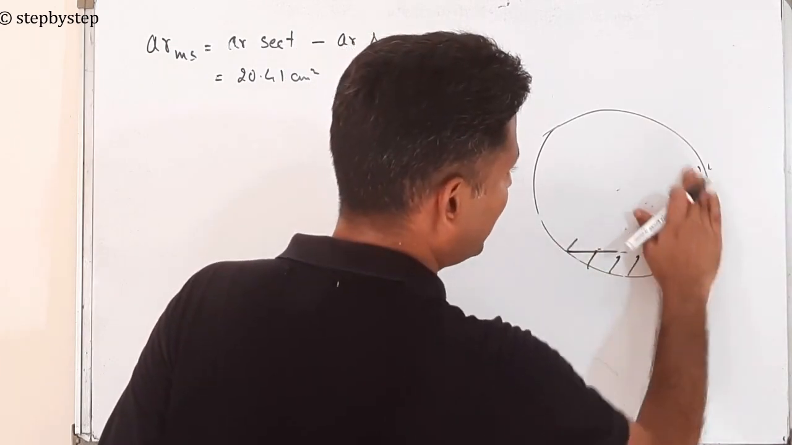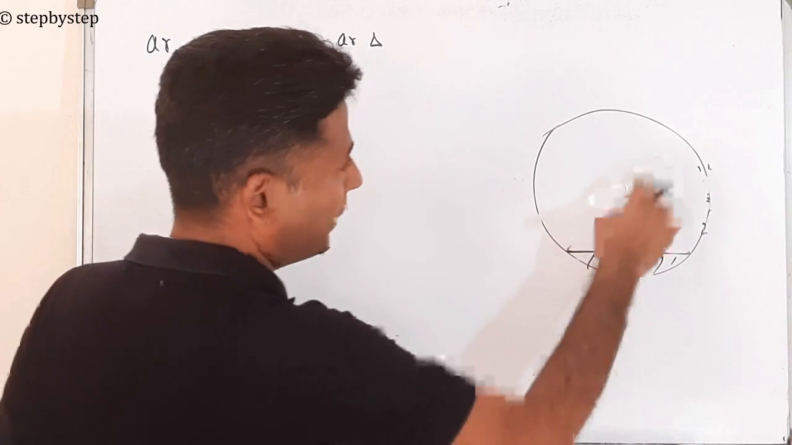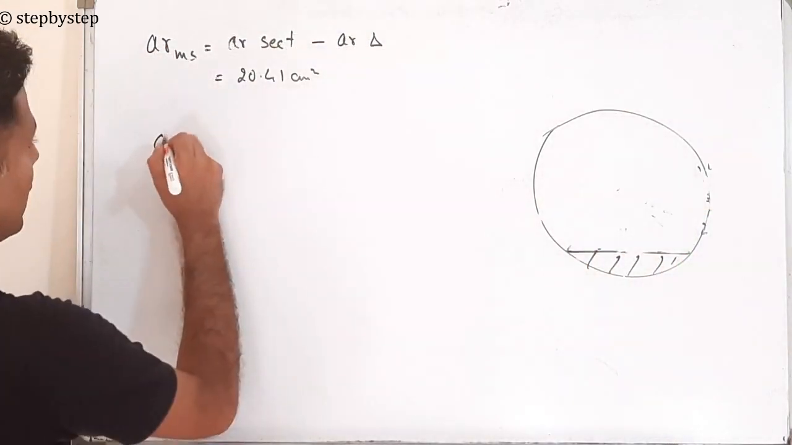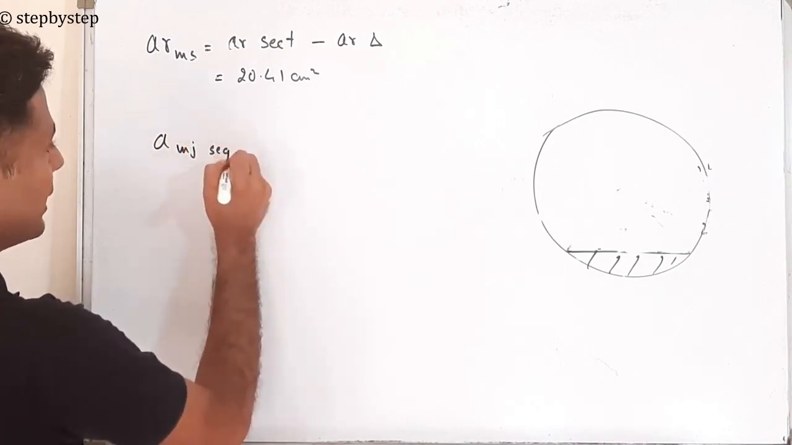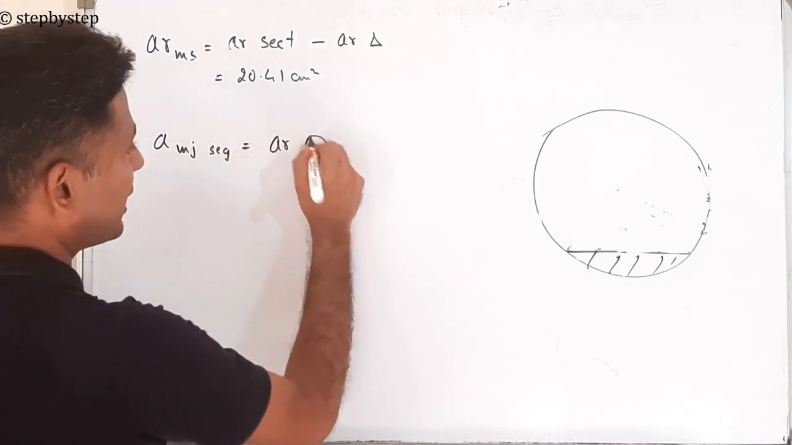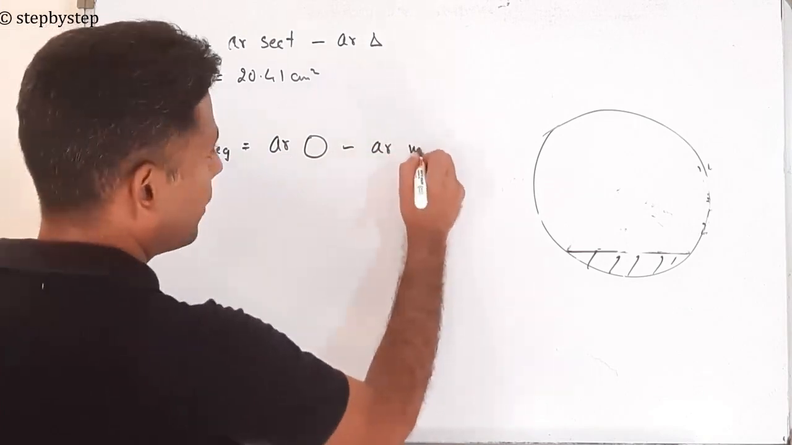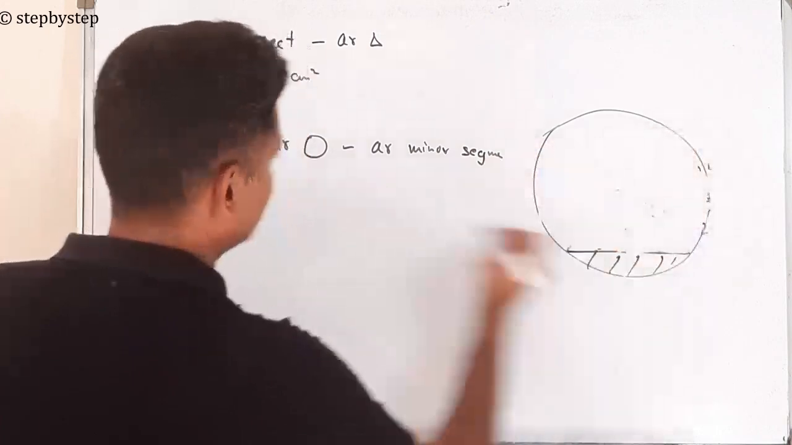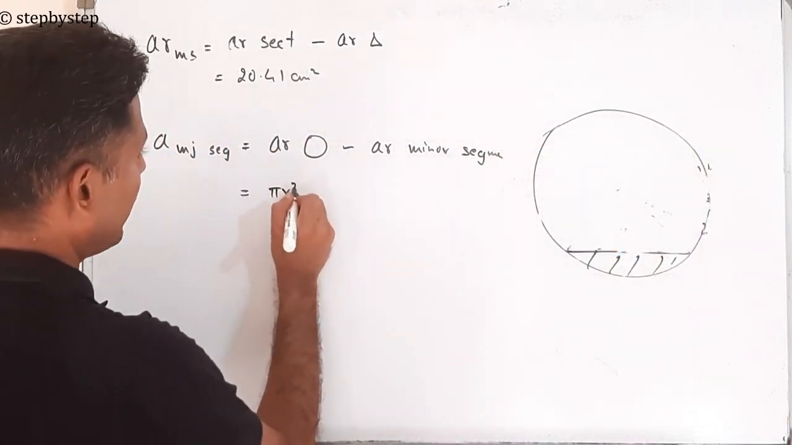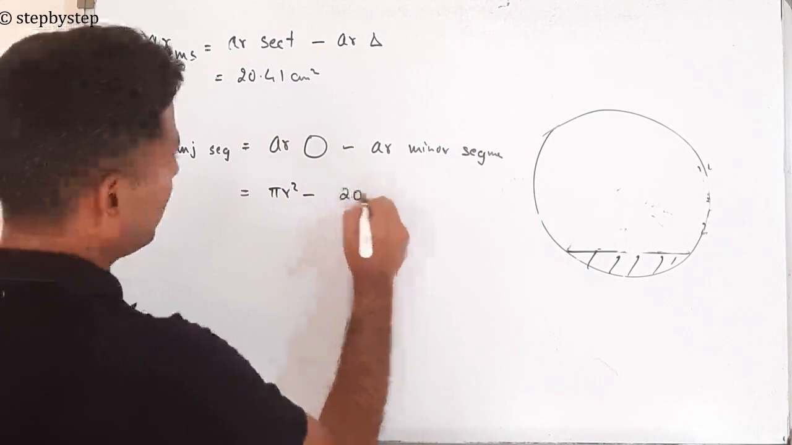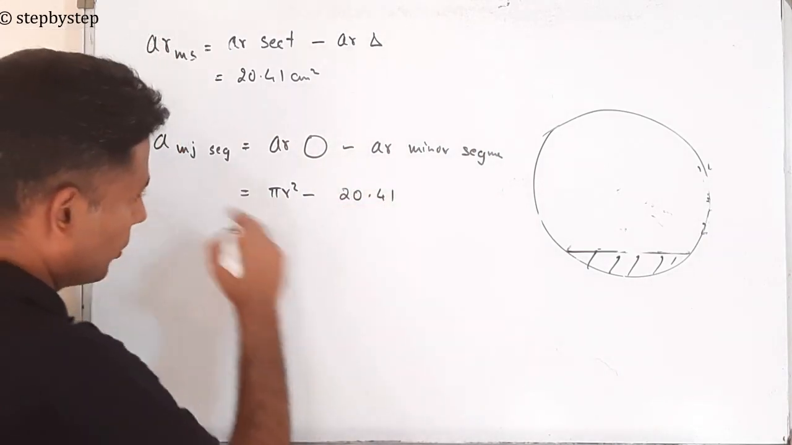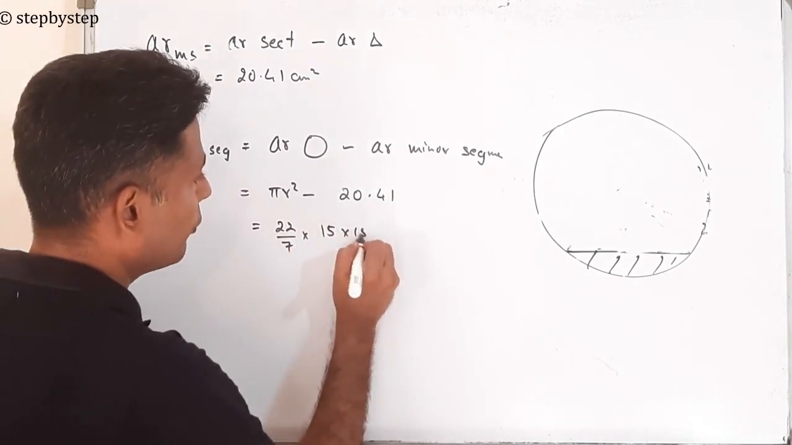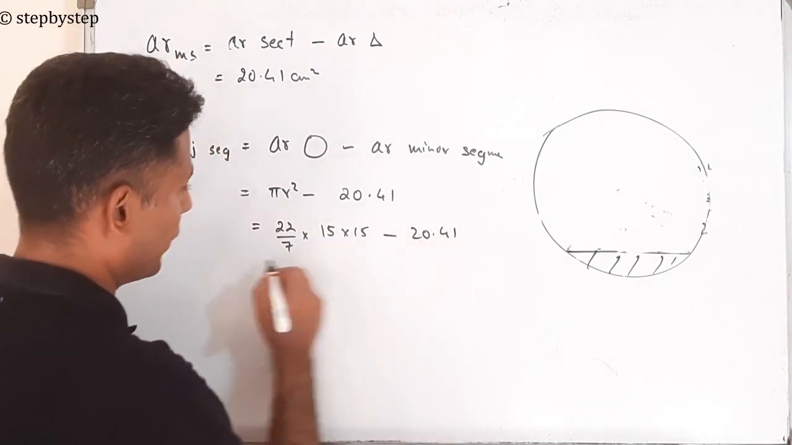This is the minor segment. Whatever is remaining is major segment. So area of major segment will be area of circle minus area of minor segment. Whole thing minus this. So area of circle pi r square minus area of minor segment, we already have 20.41. So pi r square, 22 by 7 into r was 15 into 15 minus 20.41.